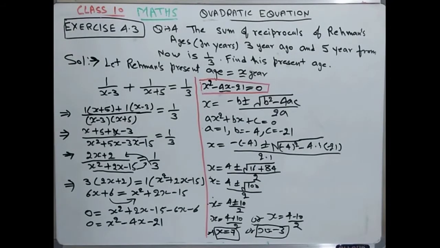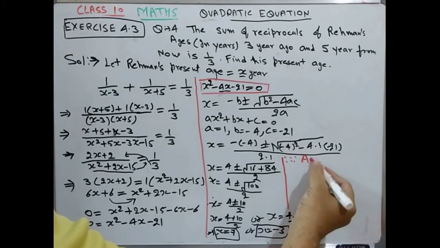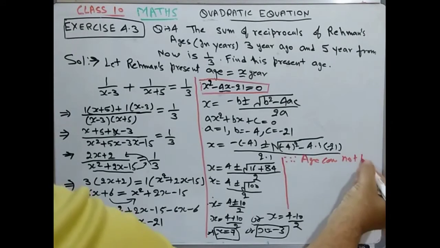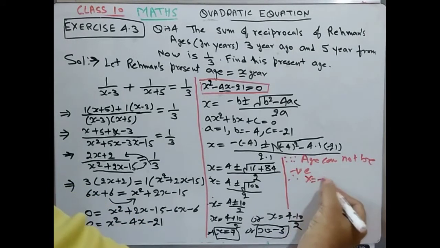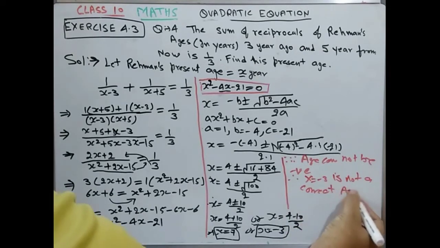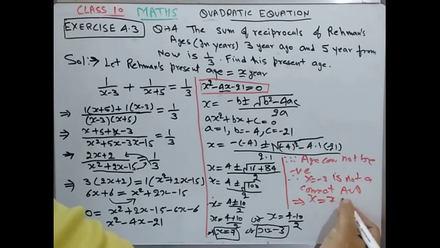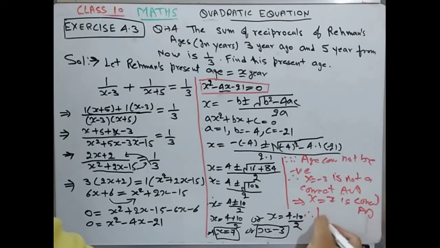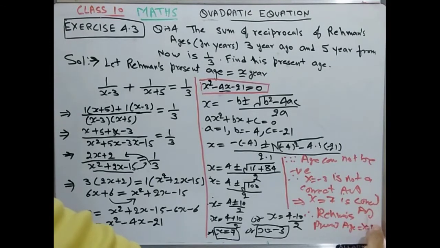Now as we did earlier when we solved this question by using factorization, we reject this x is equal to minus 3 because age cannot be negative, and hence x is equal to 7 is the correct answer. So now I will write it here. Because age cannot be negative, therefore x is equal to minus 3 is not a correct answer, which implies x is equal to 7 is the correct answer. So therefore Rahman's present age is equal to x, which is equal to 7 years. So this is the correct answer.